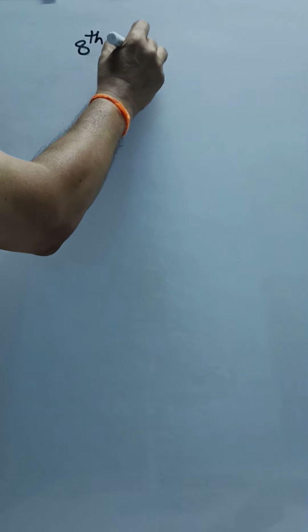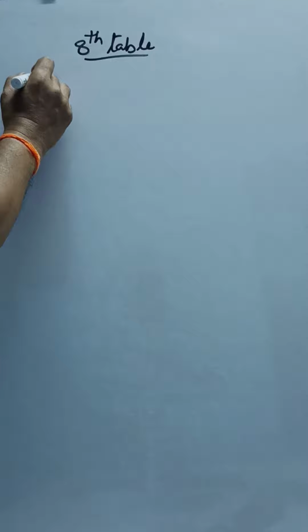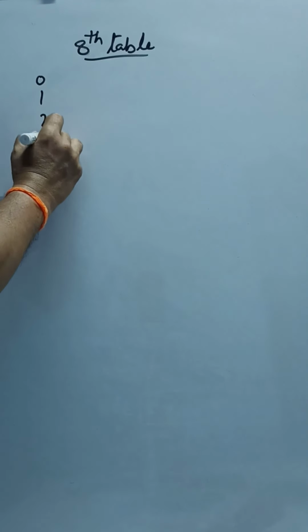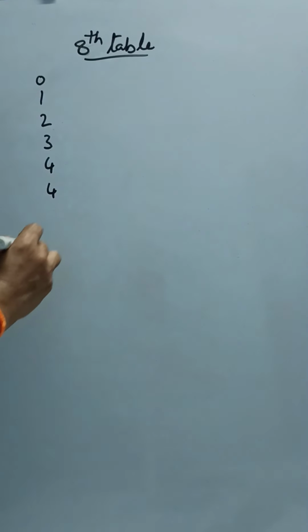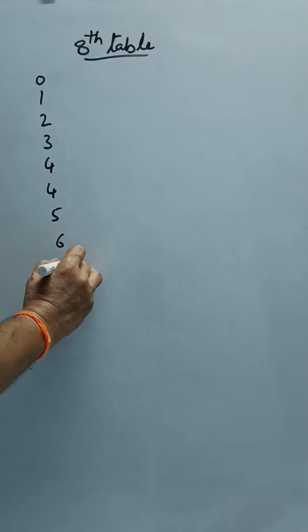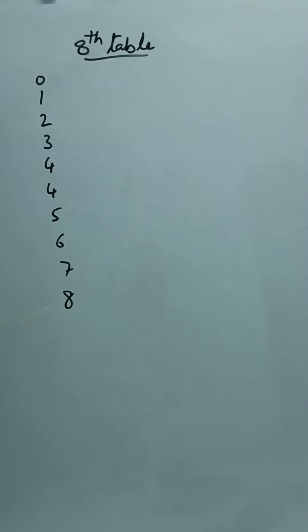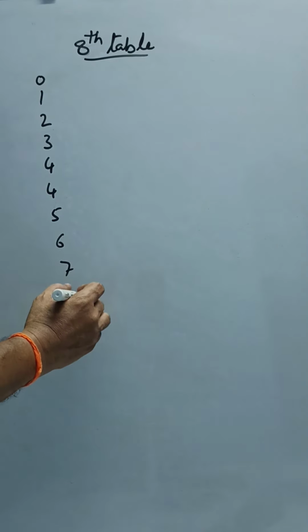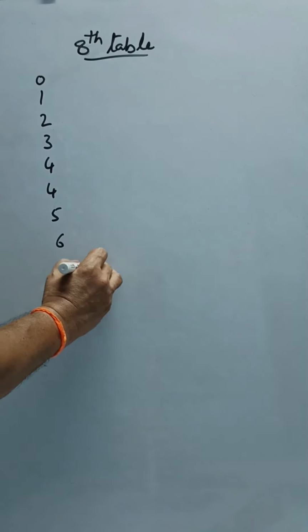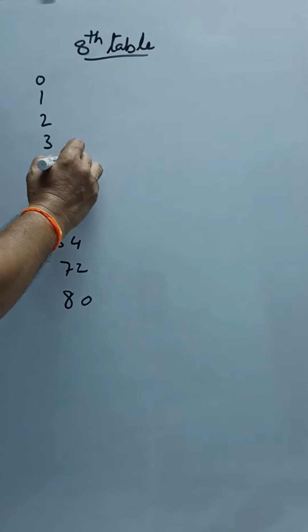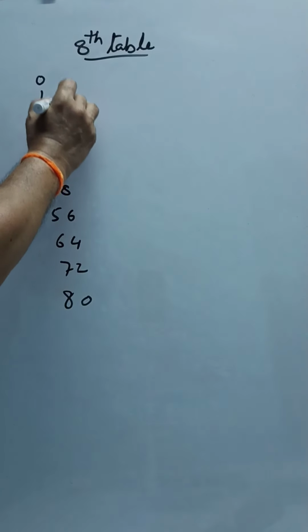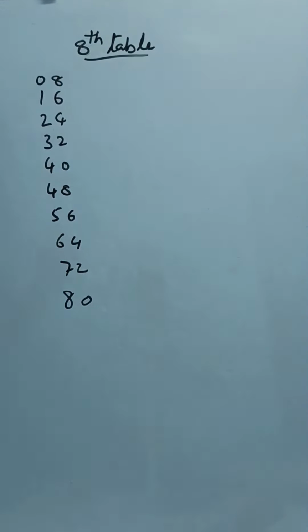Now to write the eighth table, you write from 0, 1, 2, 3, 4. Here don't forget to write one more 4 once again. 5, 6, 7, 8. Then from bottom to top, write 0, 2, 4, 6, 8. And again 0, 2, 4, 6 and 8.